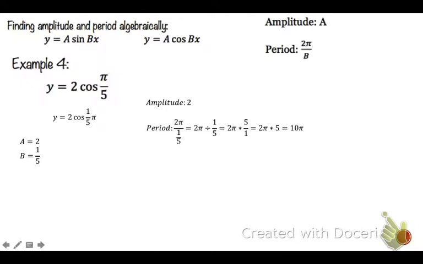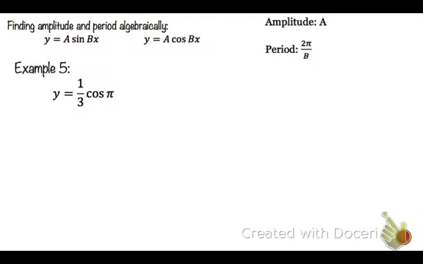Okay. So y equals 1/3 cosine of x. Pi is x, so that's the same thing as y equals 1/3 cosine of 1x. That should be x, not pi. Please change that to an x. So my a is 1/3, my b is 1. So my amplitude is 1/3. My period is 2 pi divided by 1, which is 2 pi.